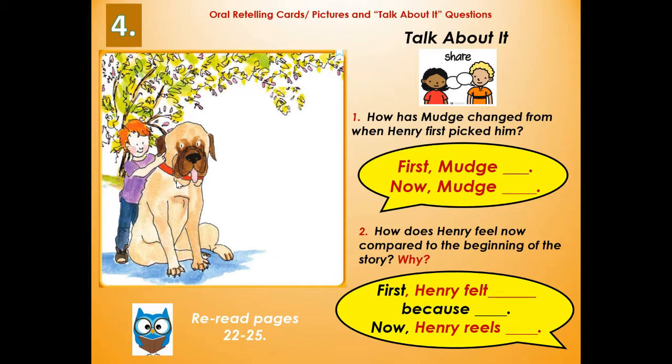But now Henry feels, how do you think Henry feels now that he has Mudge? Now Henry feels... I'd say now Henry feels happy because he has Mudge to play with as a pet, and he's a good companion.